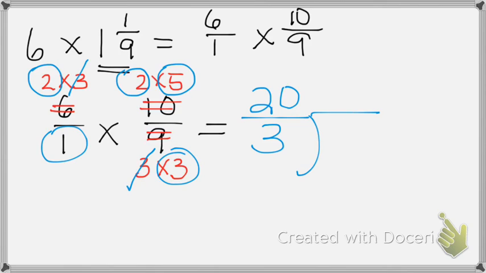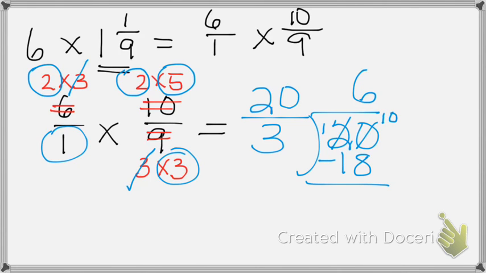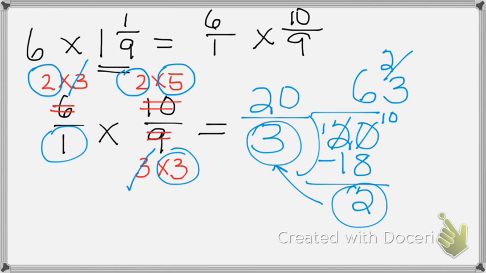That's improper. I just make a fraction house. 3 goes into 20 6 times, because 3 times 6 is 18. I'll subtract, which leaves me 2 left over. So I'm done because that's less than 3. And I'll write it 2 over the divisor.